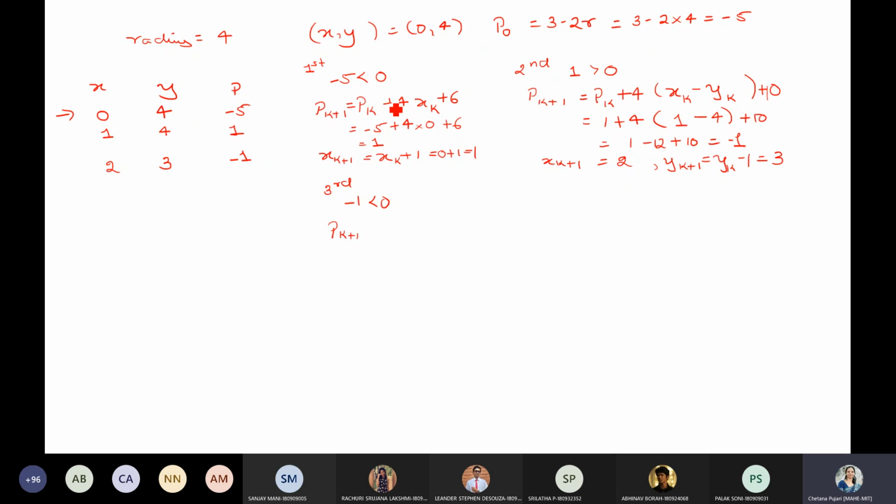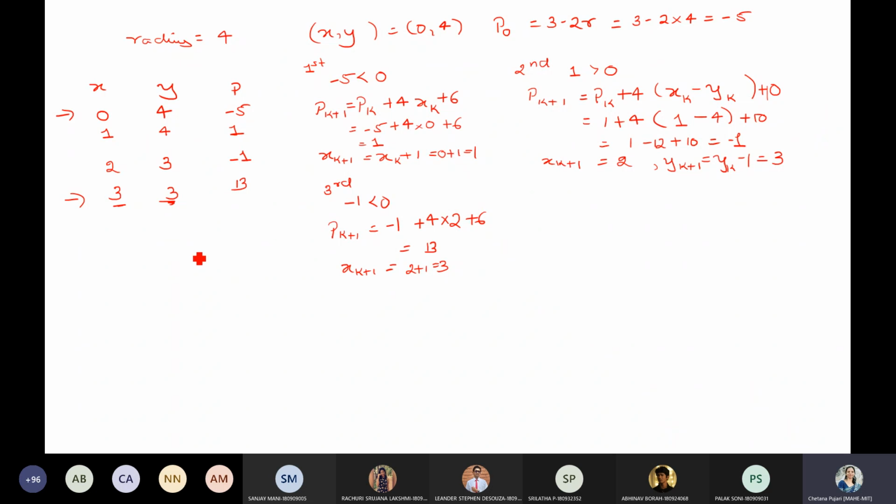So for pk plus 1, we'll make use of this equation. Minus 1 plus 4 into 2, which is xk, plus 6. We'll get 13. And xk plus 1, we are just going to increment, 3. So y, no change. So 3, 3 and 13. We are going to stop here because now your x is equal to y. So we can stop at this moment.